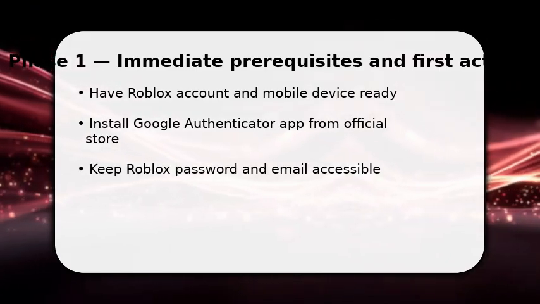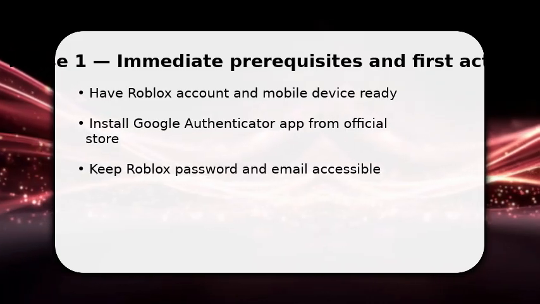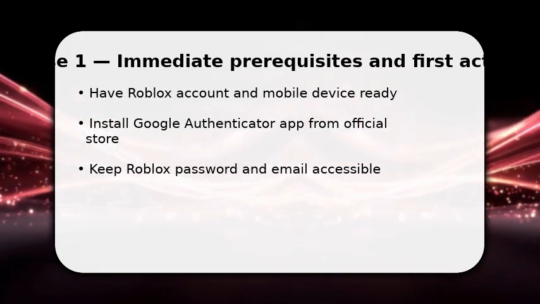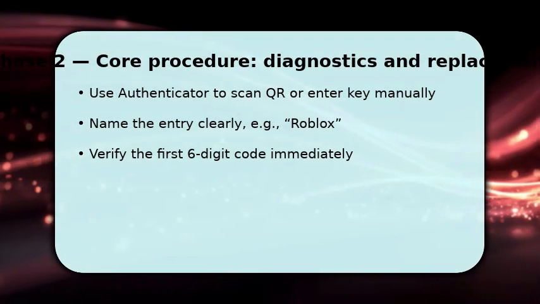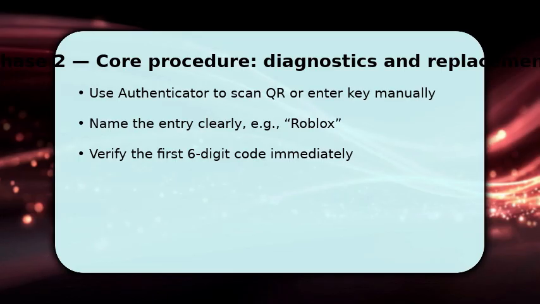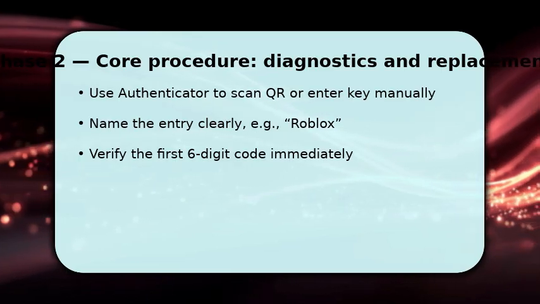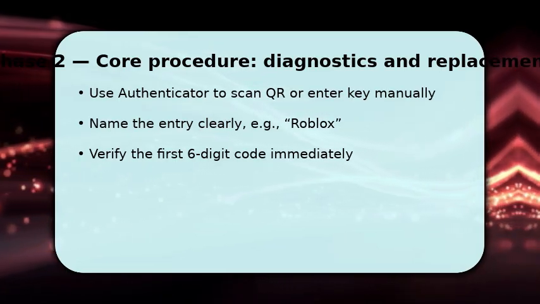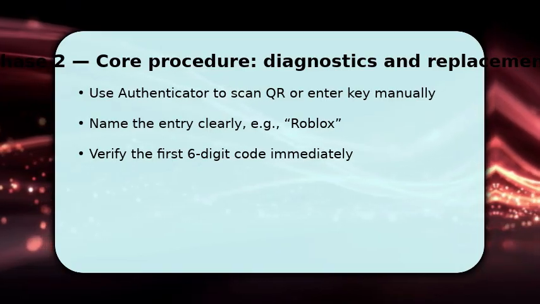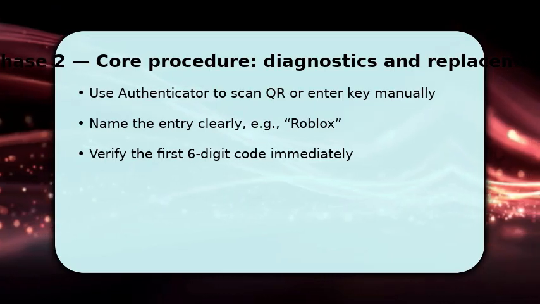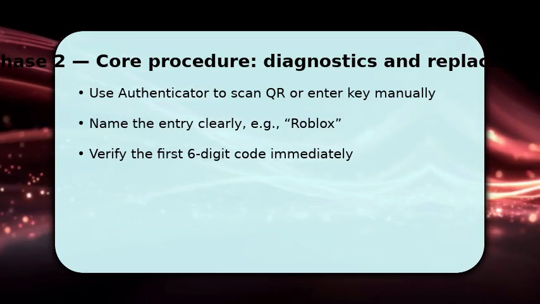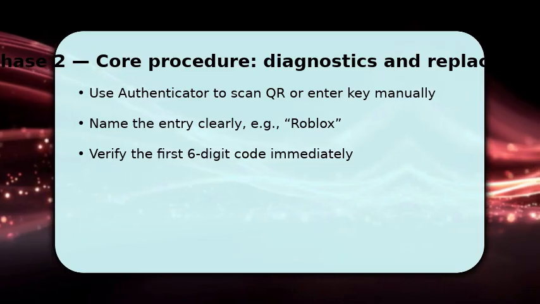This step creates the connection between Roblox and the app, so pause here until the code screen is visible in Roblox. Open Google Authenticator and tap the plus icon to add an account. Once it prompts, scan the Roblox QR code or type the provided key. You do this so Authenticator generates time-based codes tied to your Roblox account. Once the entry appears, note the 6-digit code shown, enter it back in Roblox and submit.